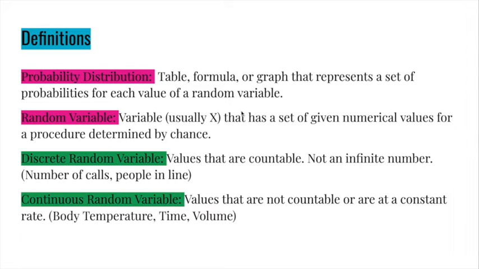A continuous random variable has values that are not countable, or that are moving or staying at a constant rate. A couple examples of a continuous variable would be body temperature, which usually stays around a certain number, time, and volume. Other things like length are included in this too.